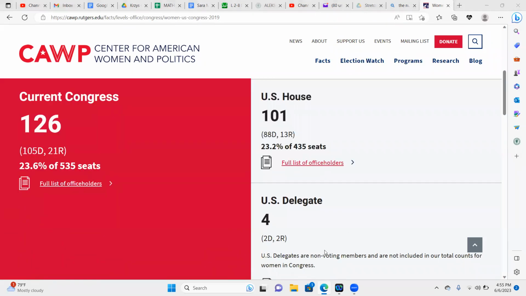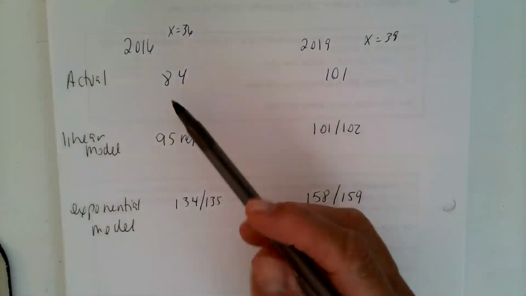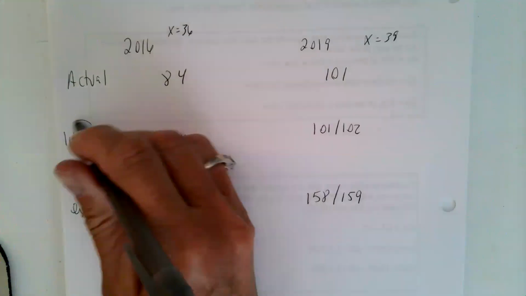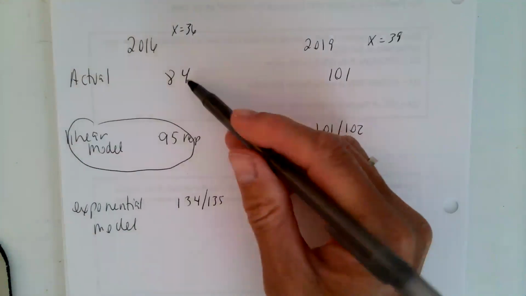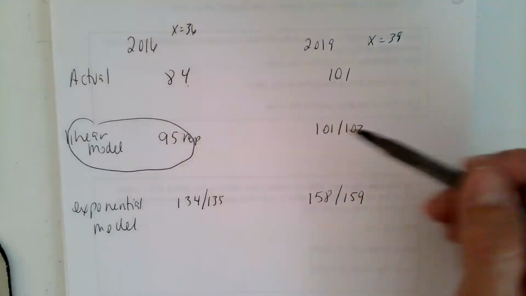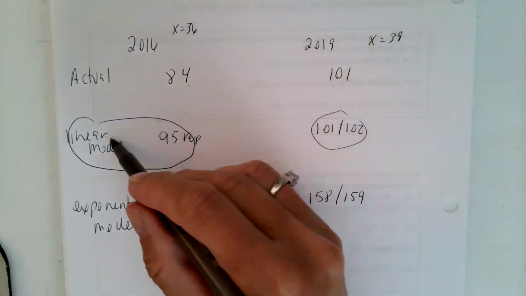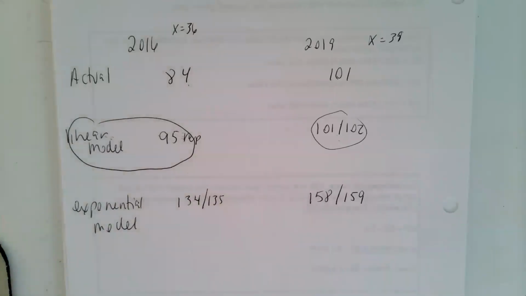And so I'm going to go back to my paper so that we can discuss. It looks like the linear model was the best for 2016. It wasn't great though. We definitely over predicted here. But for 2019, we were spot on, 101 on the linear. So it looks like the linear was definitely the best model for both situations. So this hopefully will help you with your Unit 2 project. Catch me back for some more videos.